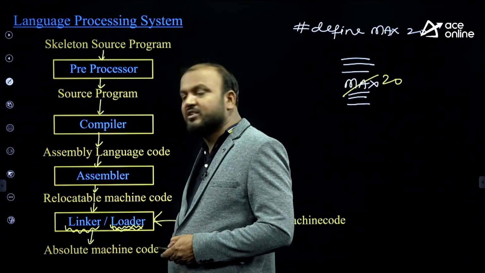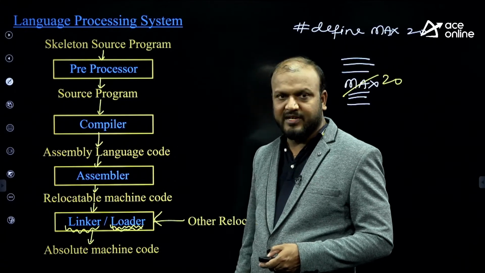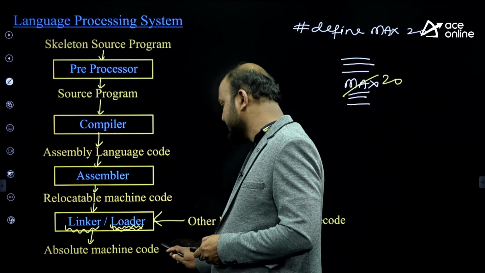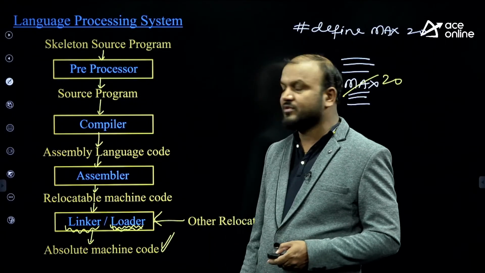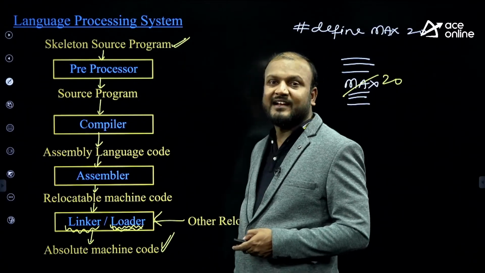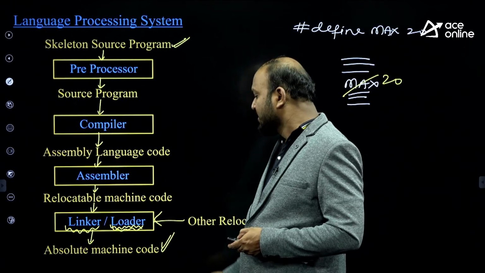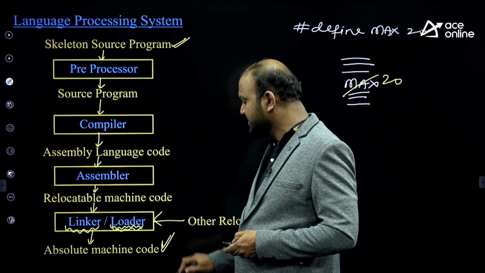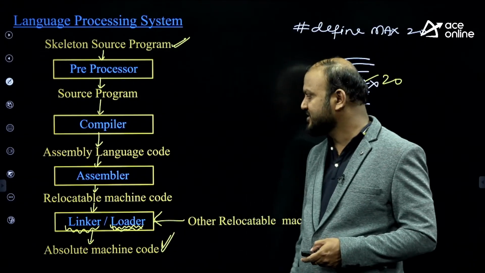Loads this executable program into main memory for execution so that it is becoming absolute machine code. See here what we are writing? We are writing a skeleton source program. What is the system required? The system requires absolute machine code.